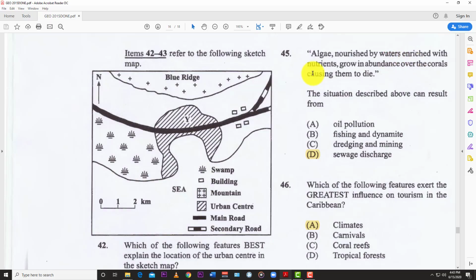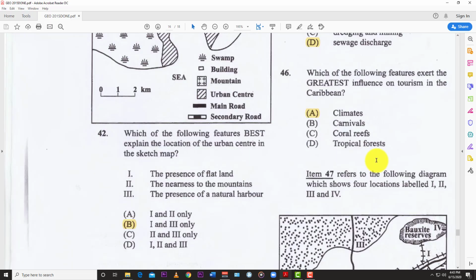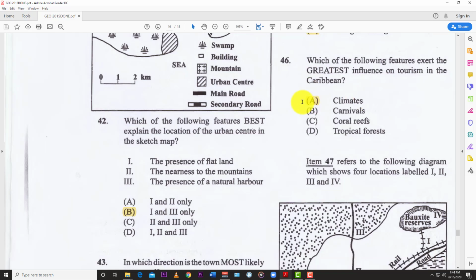45, algae nourished by water enriched with nutrients grow in abundance over the corals, causing them to die. The situation described above can result from, and the answer is D, sewage discharge. 46, which of the following features exert the greatest influence on tourism in the Caribbean? And so the answer here is A, the climate, sand, beach, climate, A.